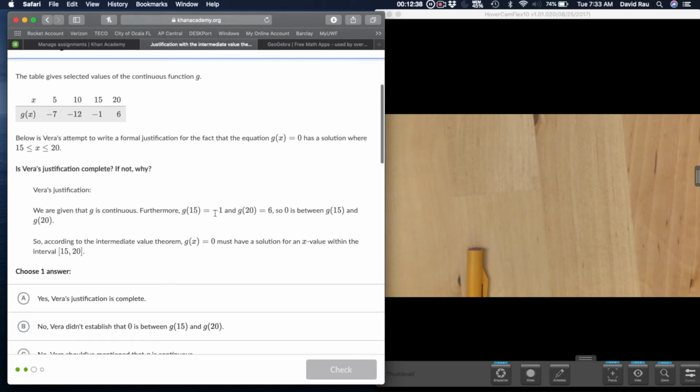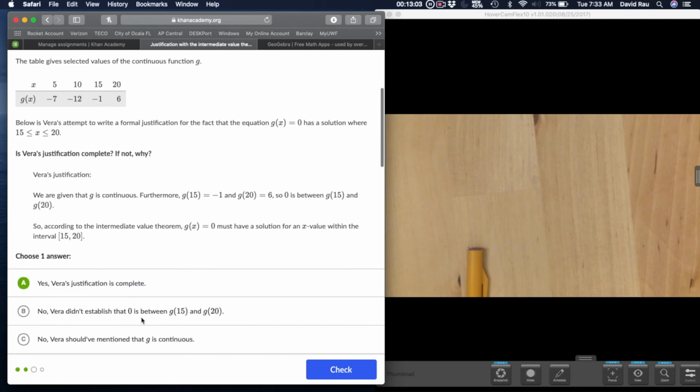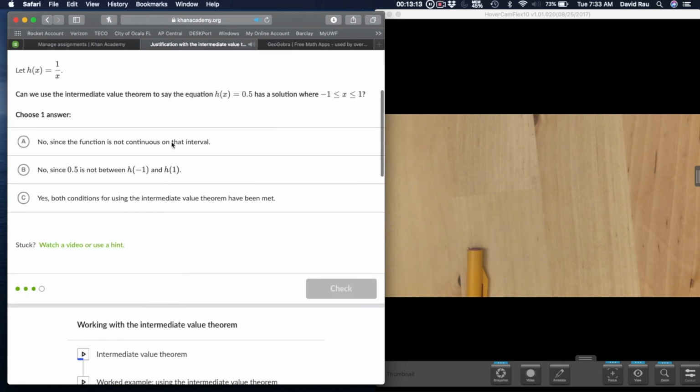Okay, now essentially think about what we were looking at before. They're saying we go from -1 to 6, and 0 is between the y values. That's true, so 0 is in between the y values. So 0 must happen somewhere between the x values 15 and 20. Yeah, that's true. So we established that 0 is in between the given y values, -1 and 6. They're just calling them like this, but that's the same thing. And they said it's continuous, so that's complete justification. Let's go through a few more.